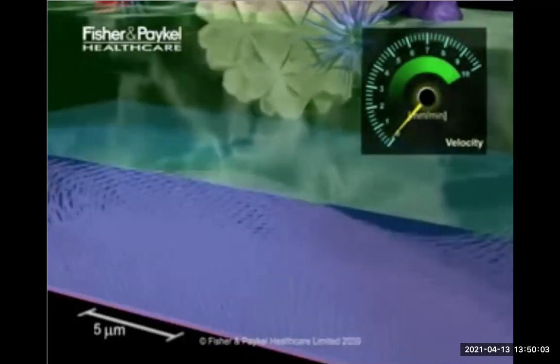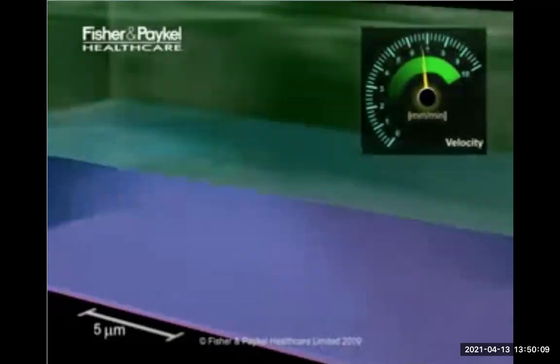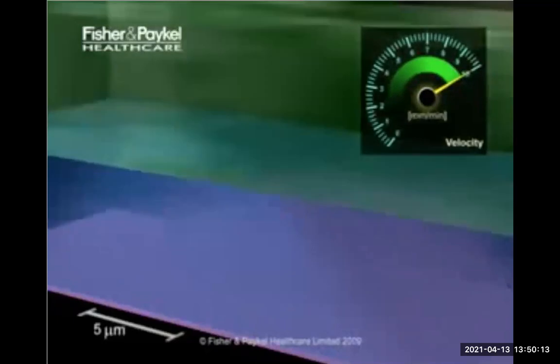The cilia are shown here in slow motion. In a healthy person, they beat much faster, typically around 15 cycles every second, propelling the mucus about 10 millimeters every minute.